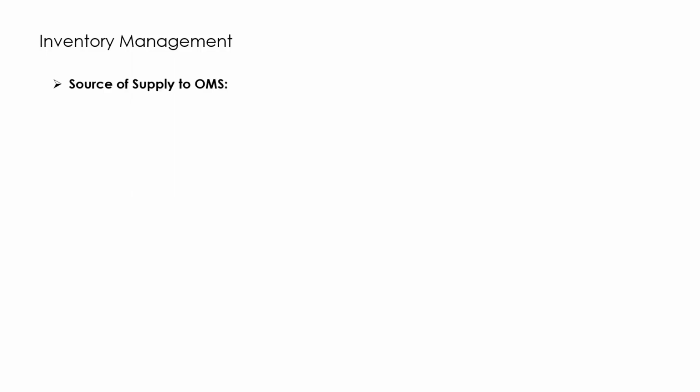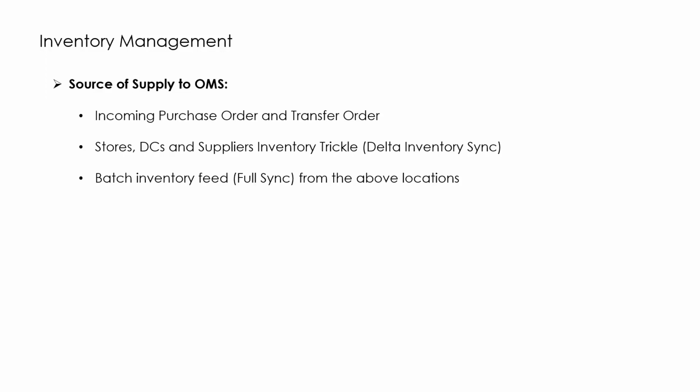Okay, how does inventory come into OMS? Because OMS is a virtual system, you don't actually have physical inventory in that. Physical inventory is in stores or in the warehouses or in fulfillment centers, or it could be with your vendors, if it's a dropship vendor. How does OMS get inventory updates? Source of supply to OMS. The first is incoming purchase orders and transfer orders. So if you place a purchase order or a transfer order, that information comes to OMS, and that is a source of supply to OMS. That is how OMS knows that there is inventory coming, and I can promise this inventory.